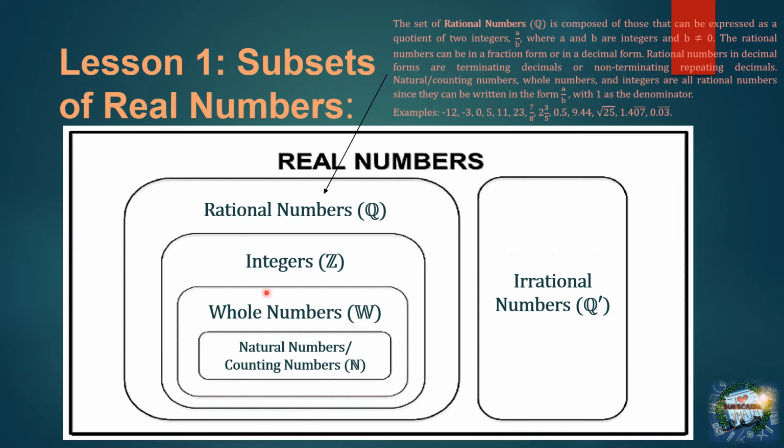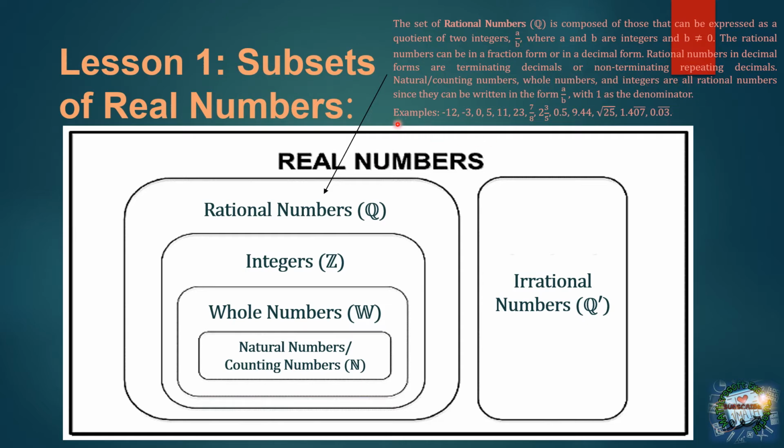Kung makikita nyo nga rito, natural counting numbers, whole numbers, and integers are all rational numbers since they can be written in the form A over B. Diba? So, ito ay napag-aralan na rin naman natin. So, makikita nyo yan dito sa ating video na sa taas. Okay? So, kung gusto nyong balikan yung video natin na yon, pwede nyo siyang panoorin ulit. Okay? With 1 as the denominator. Ayan, no? So, with 1 as the denominator.